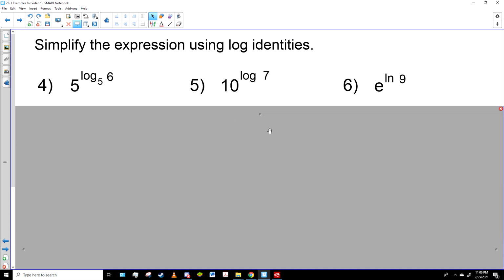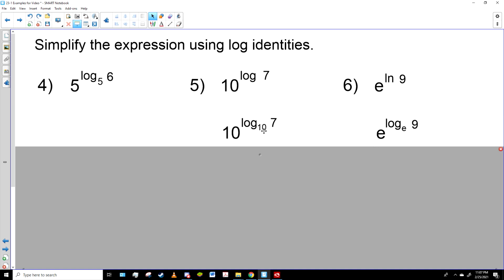Those started with the word log. These start with a base number that has a power that's a log. Well, it's the same rule. But first, I have a problem with these last two. It just says log. It doesn't have a base. Ln, it doesn't have a base, but they are understood to be log base 10 and ln base e. So the first thing I'm going to do is go ahead and rewrite them as base 10 and base e.